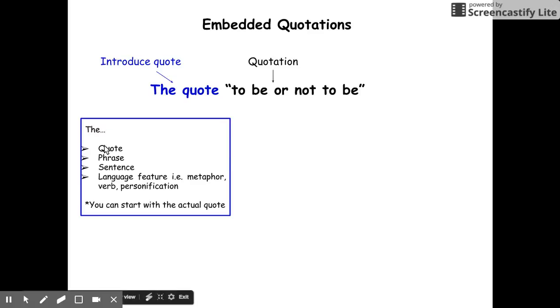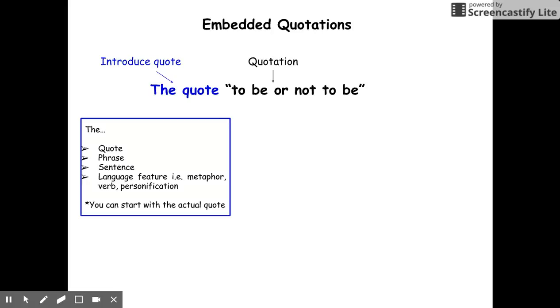When we have a look here, if I don't want to use the quote, I could use the phrase, I could use the sentence. For the higher marks, if I know what language feature it is, I could name that language feature, so the metaphor, verb, personification, so on and so forth. You can actually start a sentence without the introduction. So you could just start with "to be or not to be." I could just start like that.